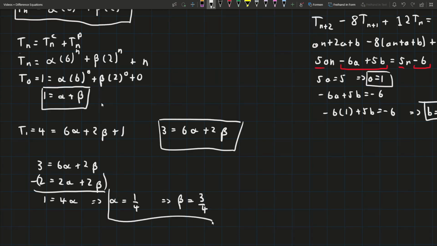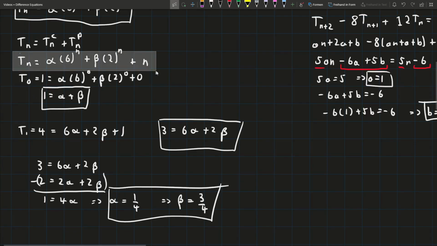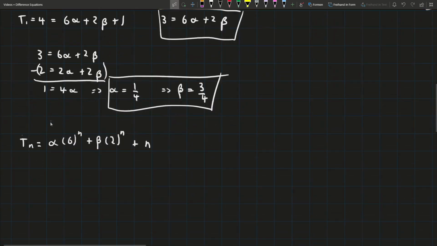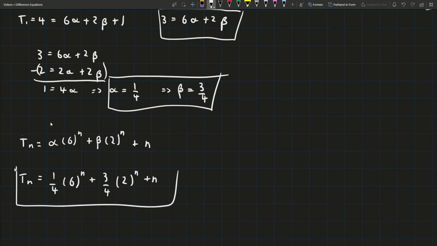So now we know what alpha and beta are. Now we know what our final solution is, because we know that Tn is equal to this. This is our solution, but we know what alpha and beta are now. That means that Tn, the nth term, is given by 1/4 times 6 to the power of n plus 3/4 times 2 to the power of n plus n. And that is our final solution for the difference equation.